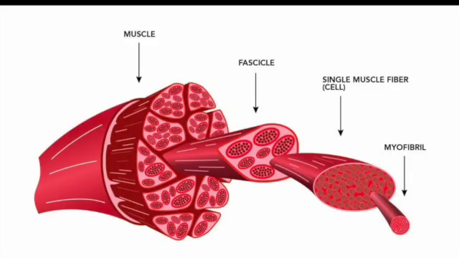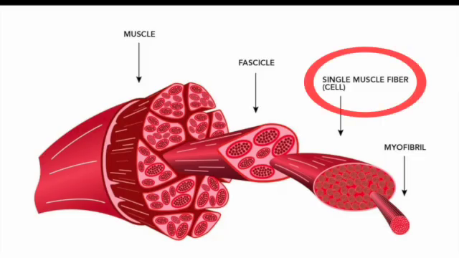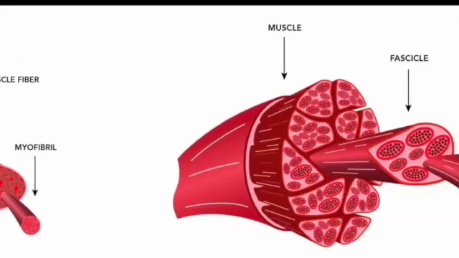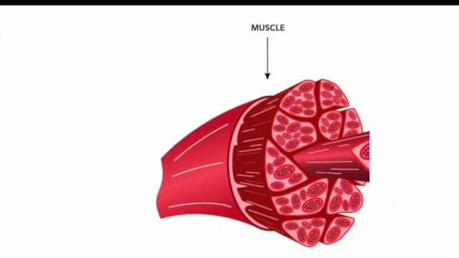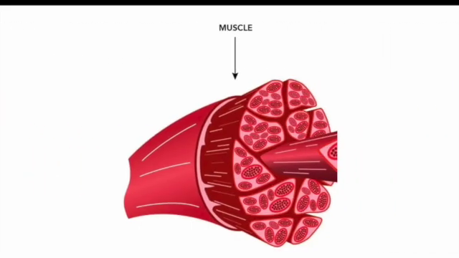Regardless of a specific muscle's characteristics, it will be made up of cells called muscle fibers. The endomysium surrounds each muscle fiber. A fascicle is a bundle of muscle fibers covered by a connective tissue sheath known as the perimysium. All of the fascicles together form the entire muscle, which is surrounded by a layer of fibrous connective tissue called the epimysium.